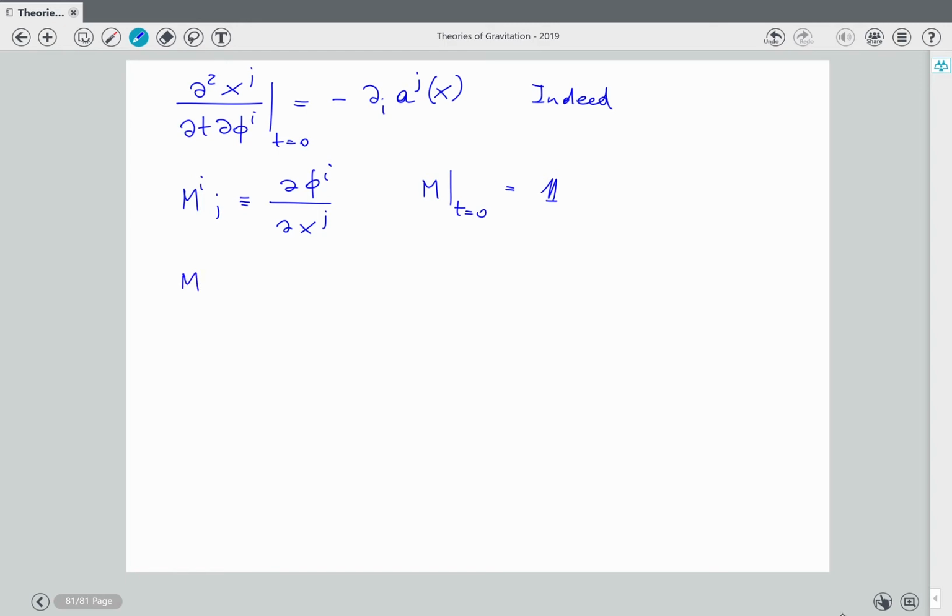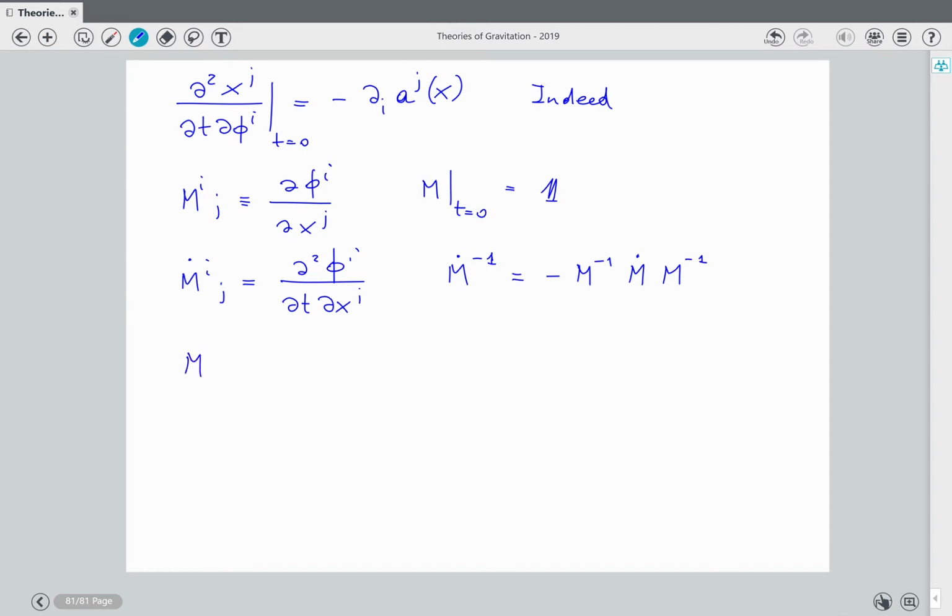Then we compute the time derivative, which is partial squared phi I partial t partial xj, and we also compute the time derivative of the inverse matrix, which, as you know, is minus the inverse of m times the time derivative of m times the inverse of m.